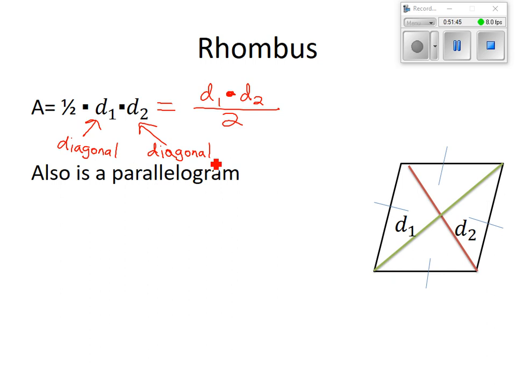Another way to find the area of a rhombus, we probably should have done parallelogram first, because we need to know it again. Area of a parallelogram, because a rhombus is a parallelogram, is just base times height. So that works for a rhombus also. Or you could use the other one. Depends on what information you're given in the problem.